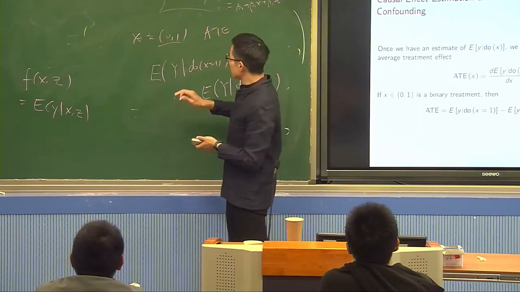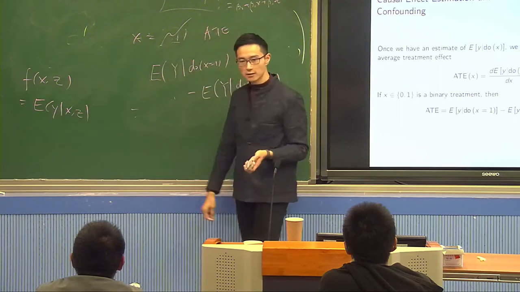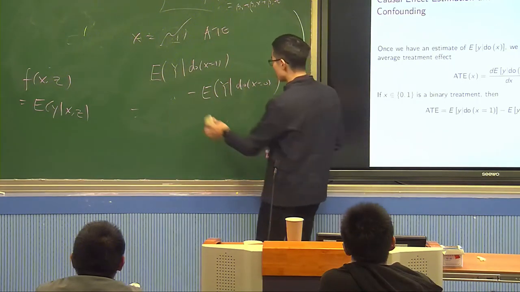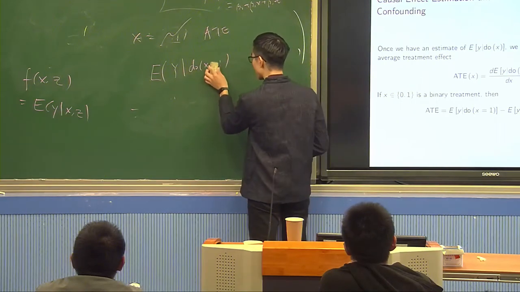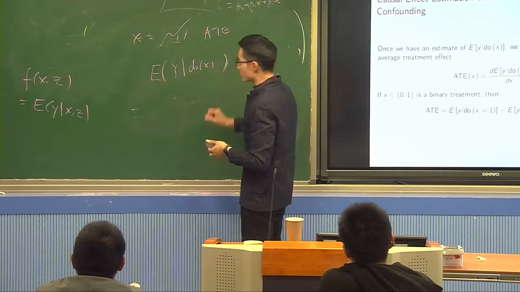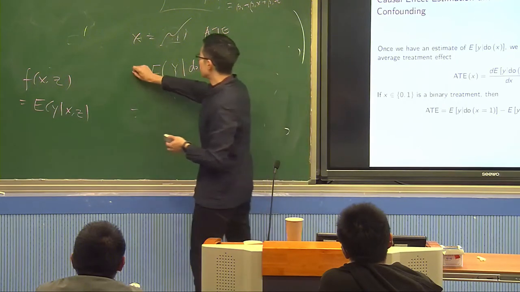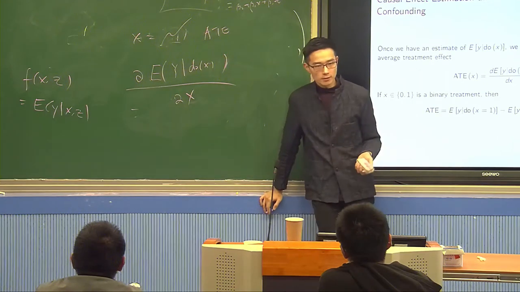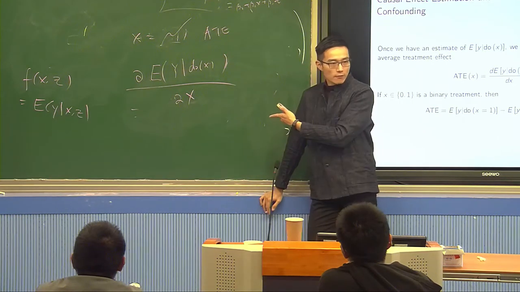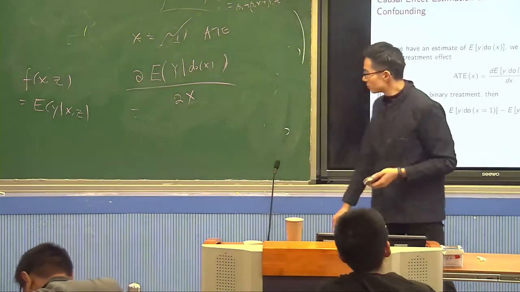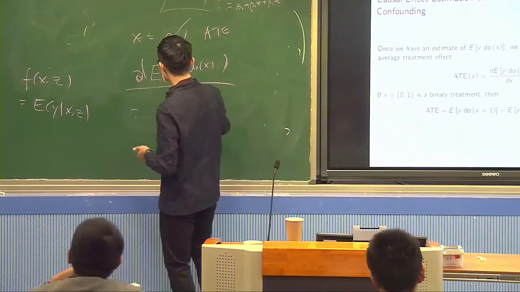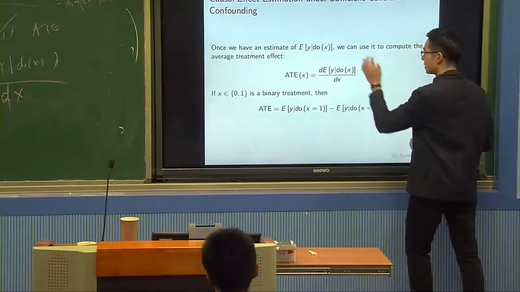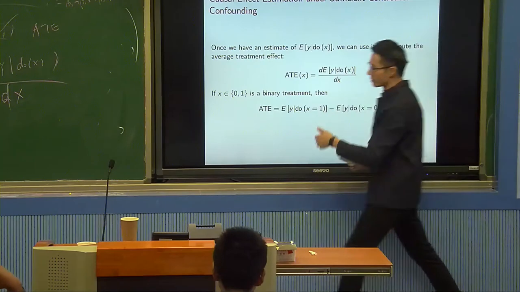What if X is not 0, 1? What if X is a continuous variable? In that case, how do you define the average treatment effect? Very simple. If X is continuous, then the average treatment effect is a derivative with respect to X. Just take the derivative. In a continuous version, this is what the average treatment effect is. Actually, I should probably write d, because that is a function of X. So the ATE can be written as this.